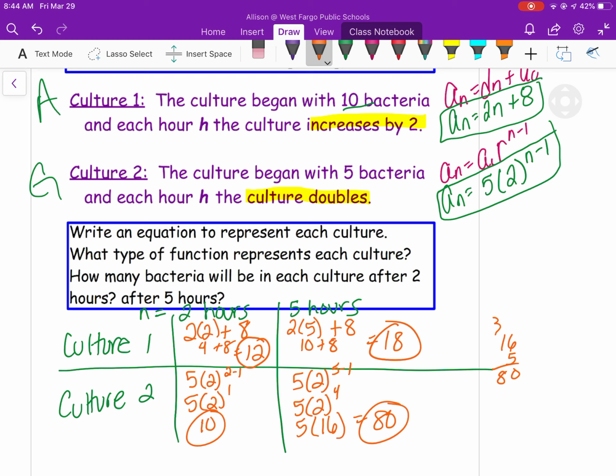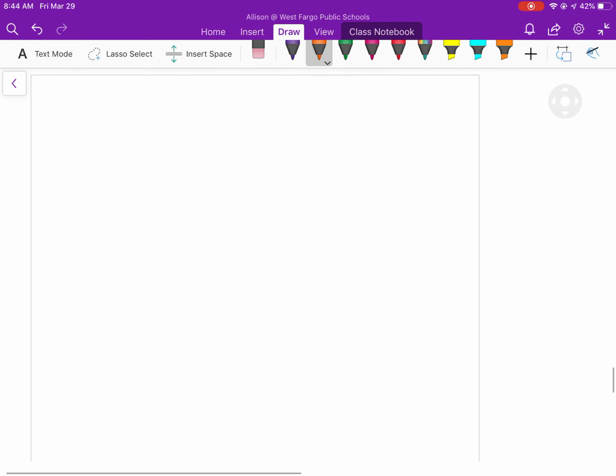And so we can see that culture 2, the geometric series, is growing much faster than this one, the arithmetic. After 2 hours, culture 1 has more bacteria. But after 5 hours, culture 2 has extremely more bacteria. So a geometric series will increase much faster than an arithmetic series. In the beginning, the arithmetic series might be a little bit more, but even 5 terms later, the geometric one is going to be much greater. So there's way more bacteria when it doubles. And that's usually how bacteria works, unfortunately.